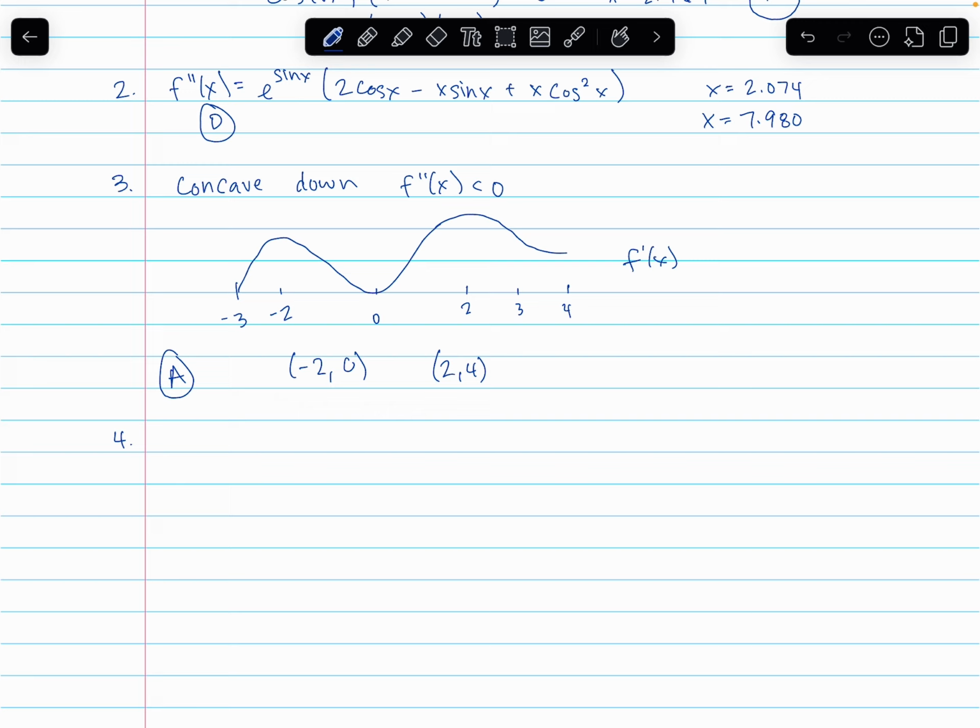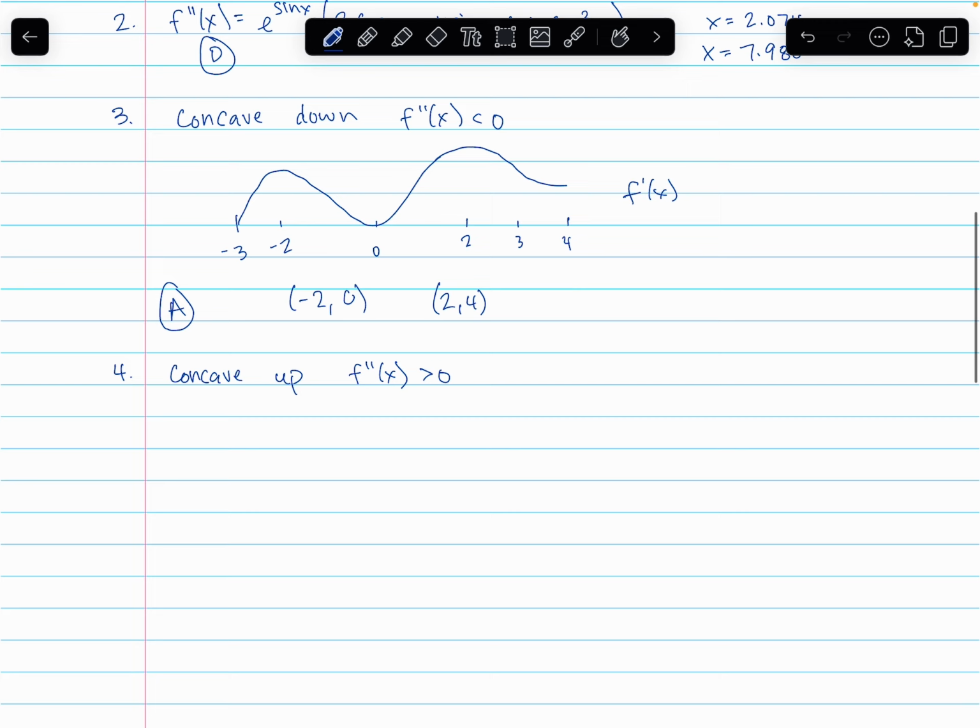Let's go to 4. For 4, we have another graph of f prime. Let f be the function defined by f of x equals, okay, so we have a function. The graph of f prime, the derivative of f, is shown above. On which of the following intervals is the graph of f concave up? So concave up is going to be when f double prime of x is greater than 0.